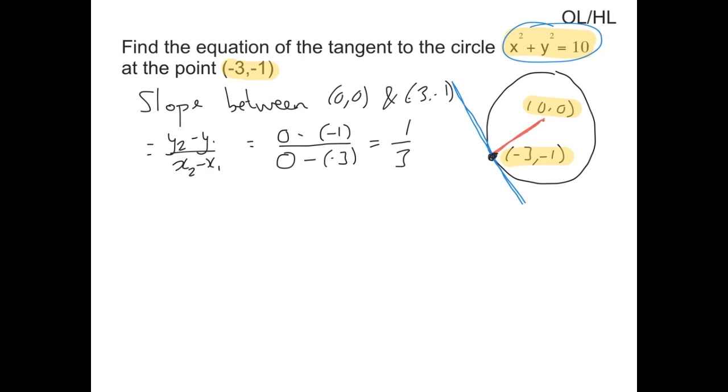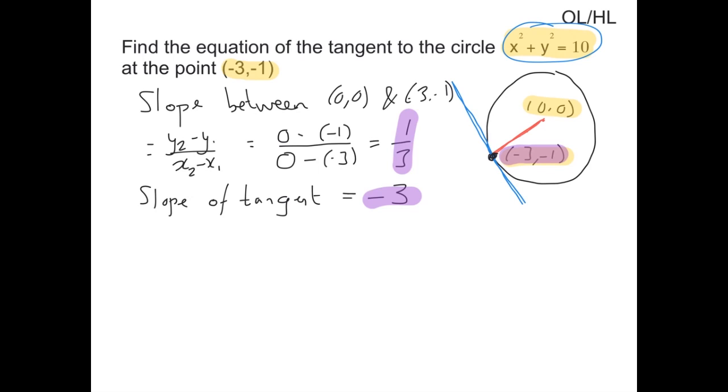Our next step was to get the slope of our tangent line, so our blue line over here. And we do that by flipping this value here and changing the sign. So the slope of our tangent will be, in this case, minus 3, or minus 3 over 1 if you prefer. So now we have our slope is minus 3, we have our point on the line, minus 3, minus 1.